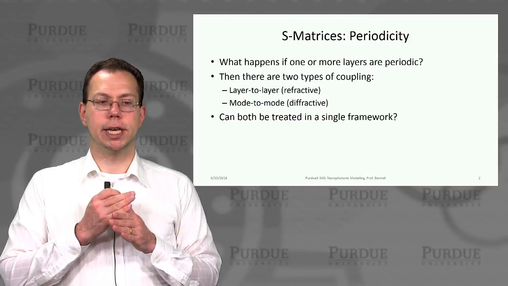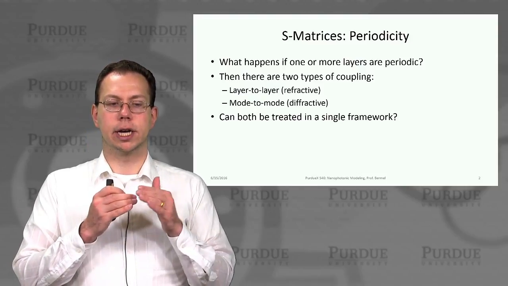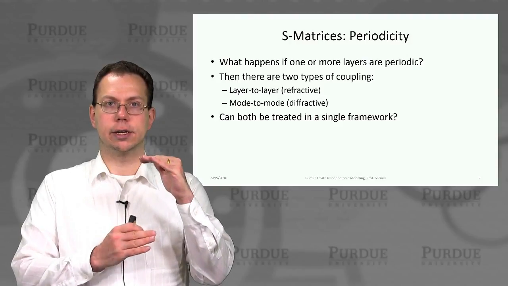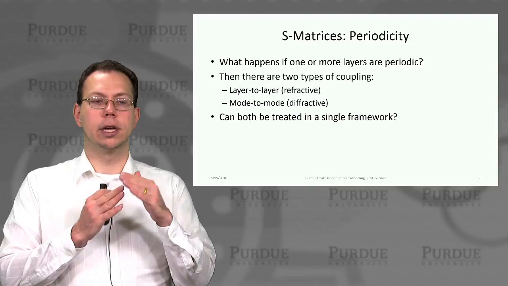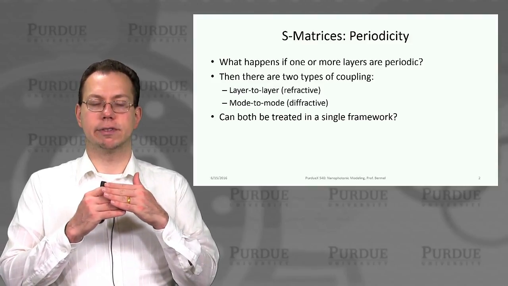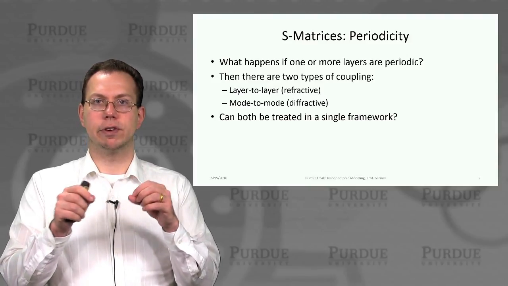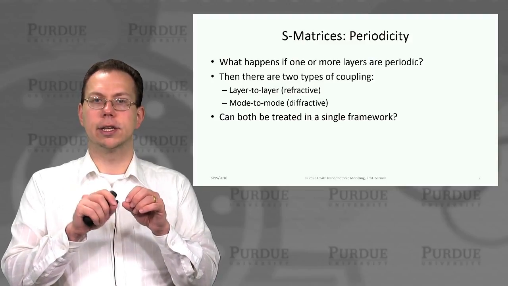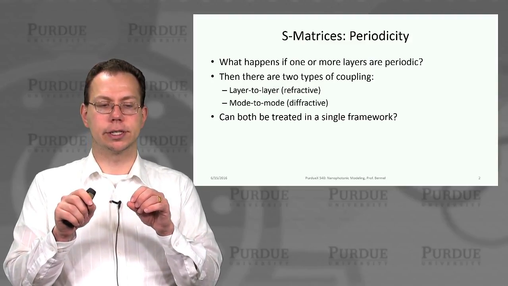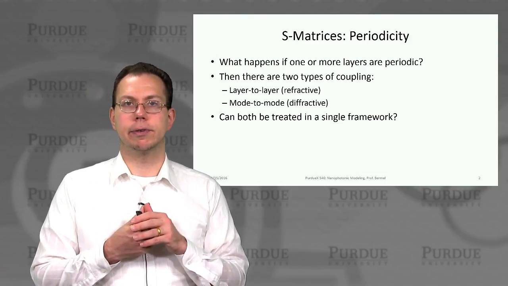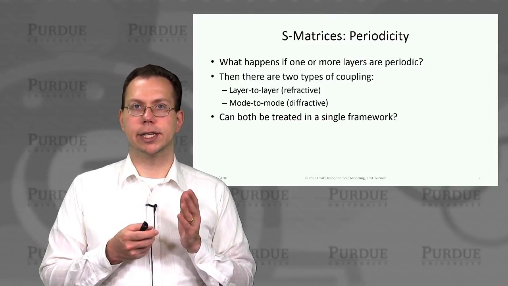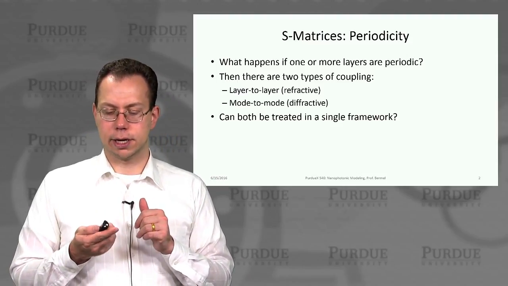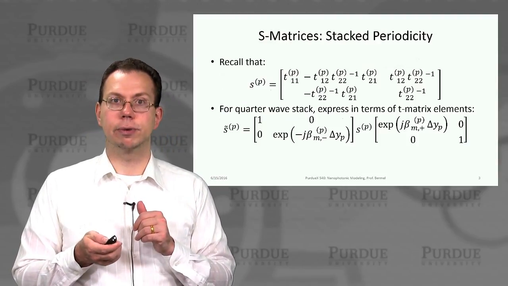One would be if we have basically periodicity in the z direction, the direction of propagation, but then there could also be diffractive coupling, which would be basically if you have modes in the parallel direction to propagation that have different k vectors. And then the question that we have to ask ourselves is, can we create a single framework that could capture both types of effects, especially with the S-matrix formulation?